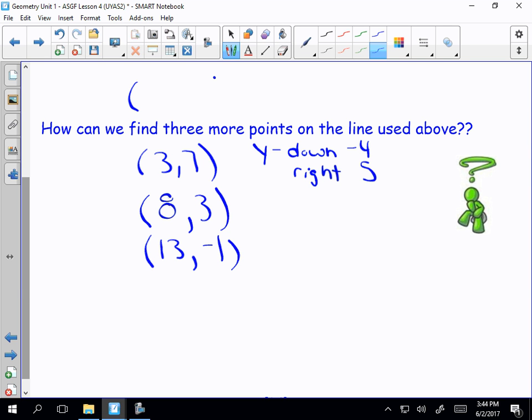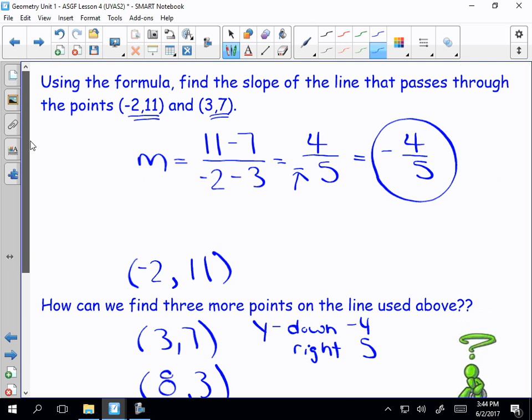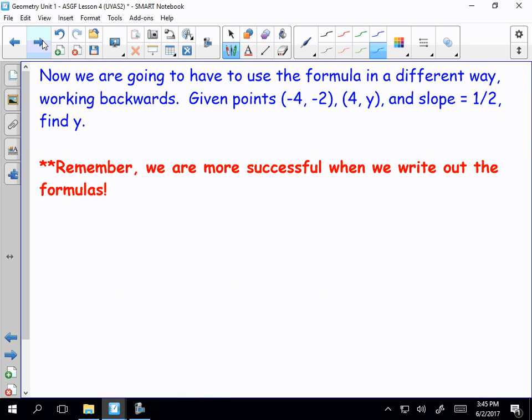But we could also go in the other direction. We could do y's plus 4, that gets us to 11, and x's minus 5, 3 minus 5 is a -2. And if you notice, that gives us one of our original points. So that's what we're working with and finding those individual values.